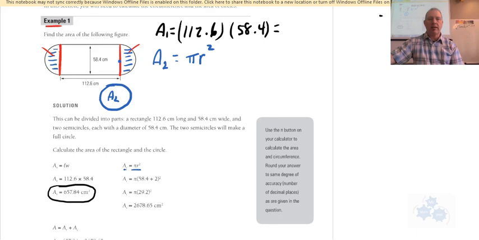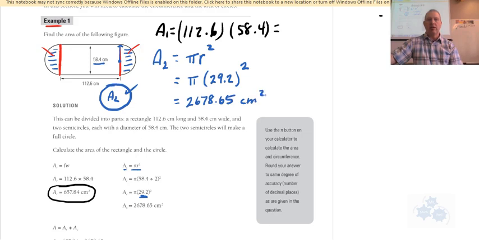So what is the radius? The r is the radius, and it is halfway across, through the center, right? If this is 58.4, the radius is going to be half of that, which is 29.2. So we have pi times 29.2 squared, and that's going to be the area of this circle right here. That works out to be 2678.65. The units are centimeters, and since we're talking about area, it's squared. And then this one was 657.84.